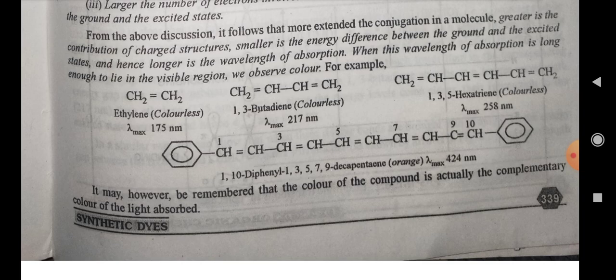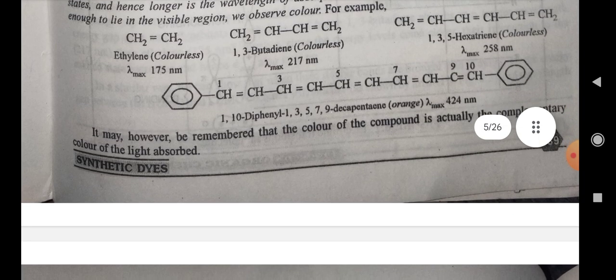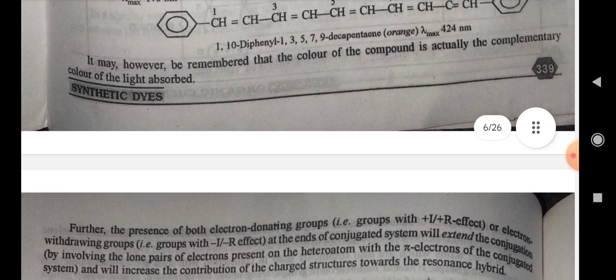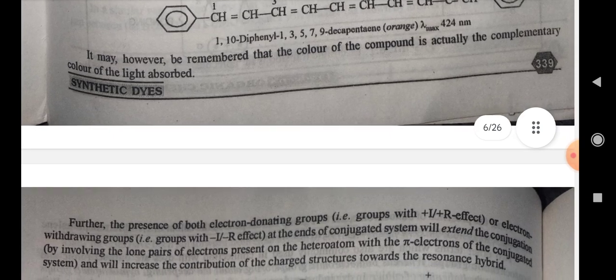For example, ethylene, 1,3-butadiene, 1,3,5-hexatriene, 1,10-diphenyl-1,3,5,7,9-decapentaene. It may, however, be remembered that the color of a compound is actually the complementary color of the light absorbed.